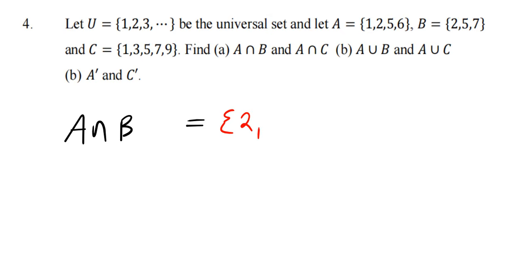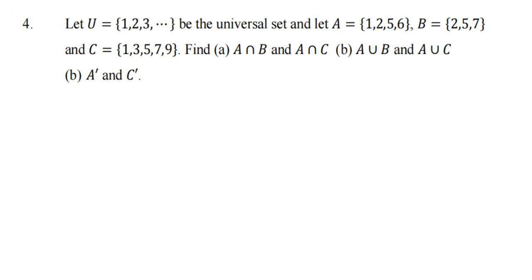Then the second one is A intersection C. How are we going to solve this one? We're trying to find the common elements between A and C. In A we have 1, in C we have 1. We don't have 3 in both sets: in C we have 3, but in A we don't have it. Then we have 5 in C, we have 5 in A. So the common elements found in both sets are 1 and 5. Okay, so we are done with A.